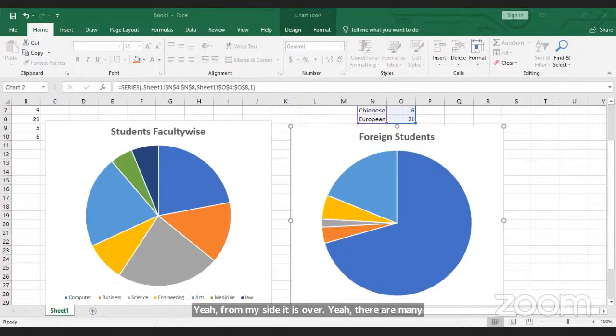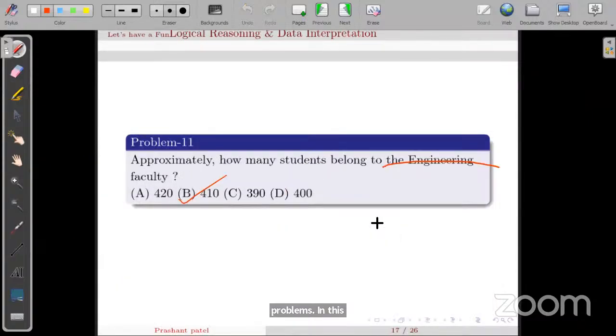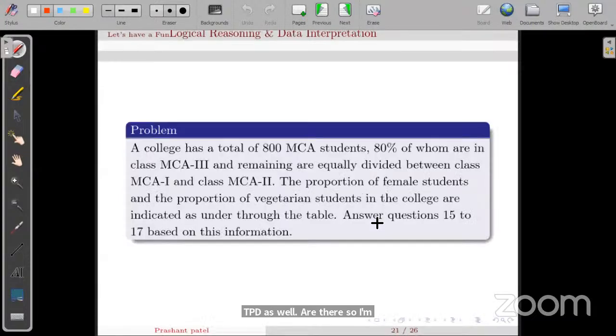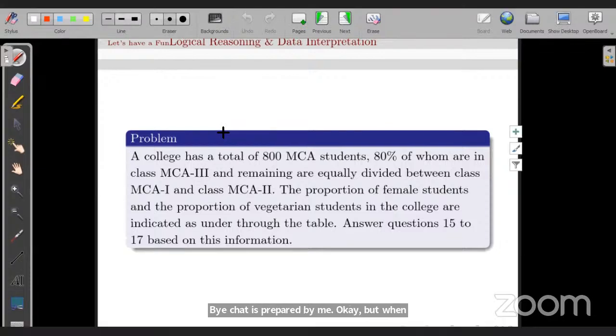There are many problems in this PPT as well, so I request the students to try the problems by themselves. Yes, the percentage is not given here, but it definitely has to be given. The pie chart is prepared by me, just for your visualization. In the examination, the percentage will definitely be given. Yeah, thanks, Tanvi.